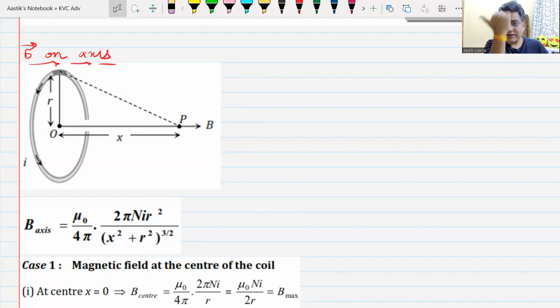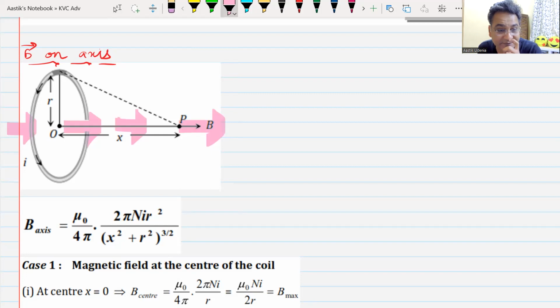The direction of magnetic field is again given by the right hand thumb rule. You turn your fingers in the direction of current, and the direction of magnetic field is like this. Whether the point is here or here, the direction is like this. The direction does not change.